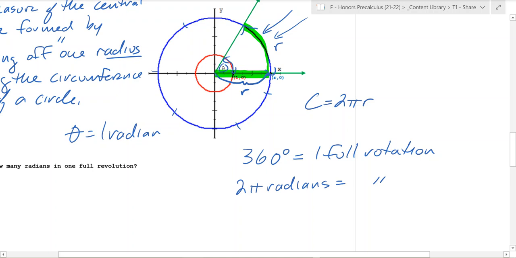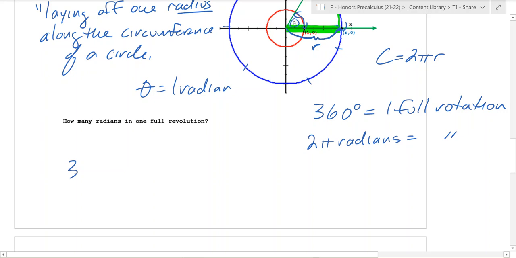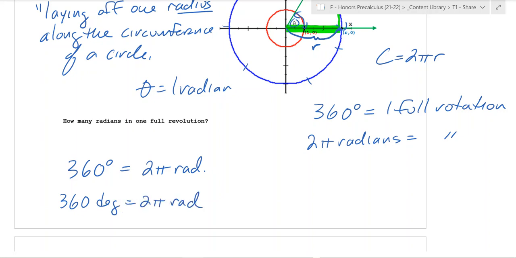So what does that mean? It means that 360 degrees is equal to 2 pi radians. I'll write that as radians. So you could also say 360 degrees is equal to 2 pi radians. That's the key thing you need to memorize, because then it allows you to convert between the two.